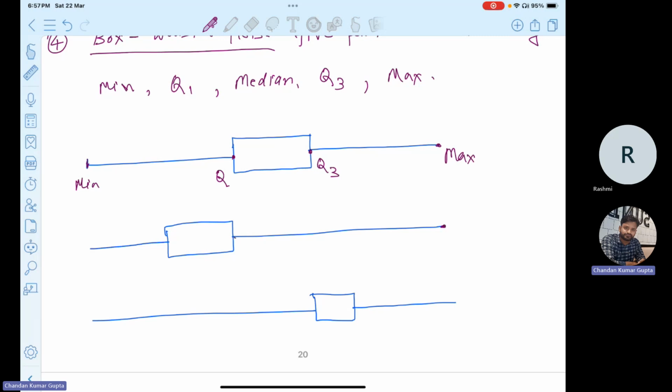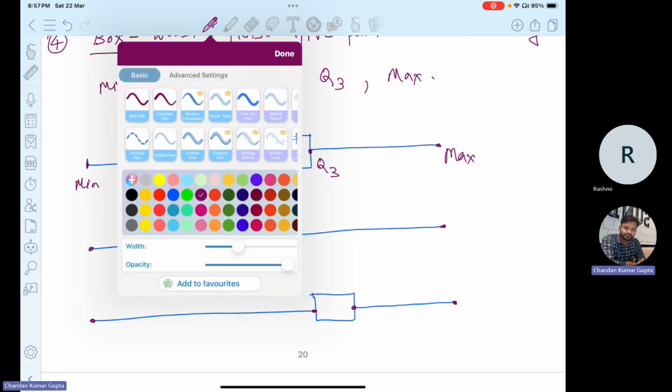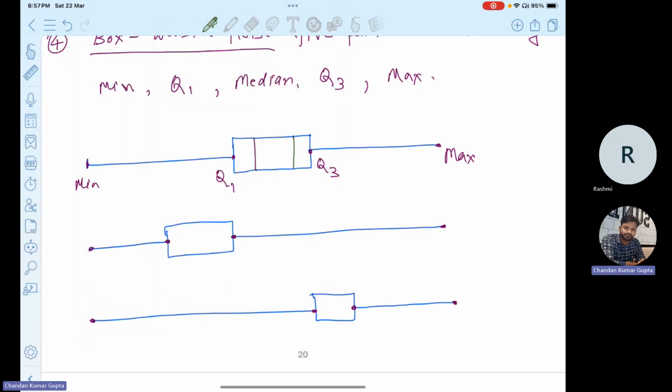Similarly, these are the points for the minimum and maximum and the first and third quartile. This is Q1, this is Q3. Again, there is one more point missing, the median value. The box contains the median value. It is possible that the median value lies here, or here, or here. So there are three possibilities where the median value lies.